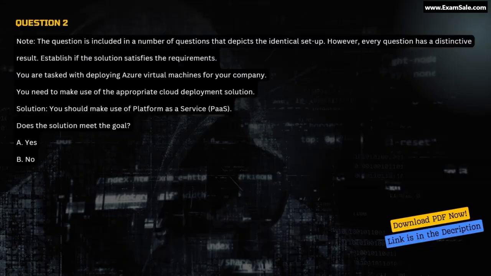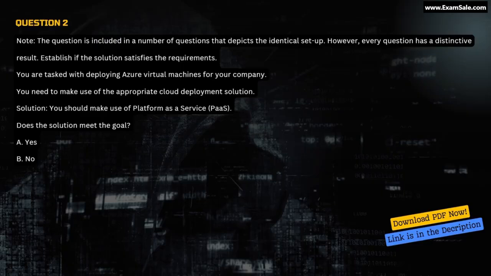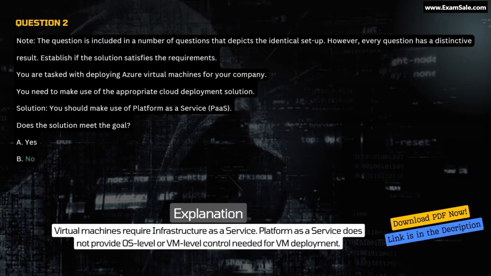internet. Question 2. Note: the question is included in a number of questions that depicts the identical setup. However, every question has a distinctive result. Establish if the solution satisfies the requirements. You are tasked with deploying Azure virtual machines for your company. You need to make use of the appropriate cloud deployment solution. Solution: you should make use of Platform as a Service PaaS. Does the solution meet the goal? A. Yes. B. No. Correct answer B. No. Explanation. Virtual machines require infrastructure as a service. Platform as a Service does not provide OS-level or VM-level control needed for VM deployment.